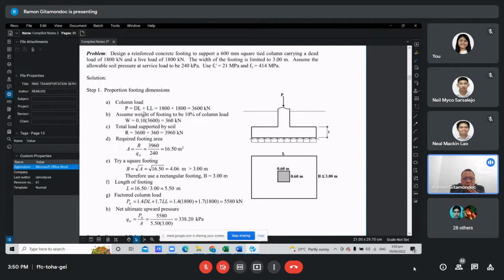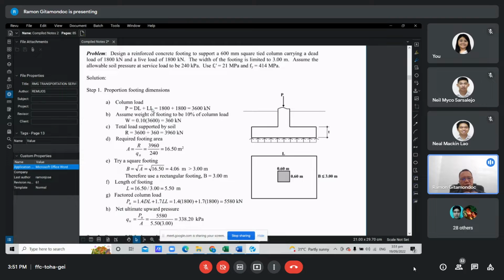So we compute the total column load, which is the sum of the dead load and live load. At least na ining example, no? Live load lang ato we consider, but in later discussion, we will be considering also seismic loadings, no? So we're going to focus na nag-illustrate nato sa pag-design sa axially loaded na footing. So we have the sum of the dead load and live load. We get 3,600. Then next, we estimate the weight of the footing. For simplicity, we just assume it to be 10% of the column load. And then we compute the total load supported by the soil, which is the sum of the column load plus the weight of the footing.